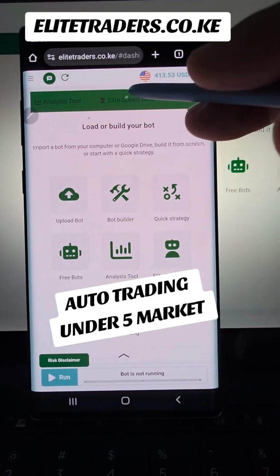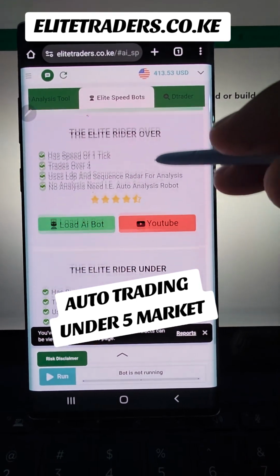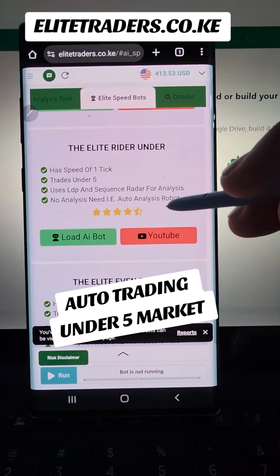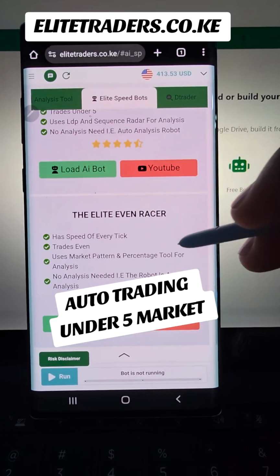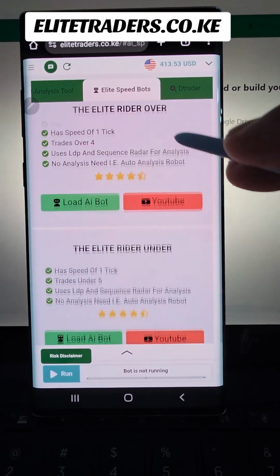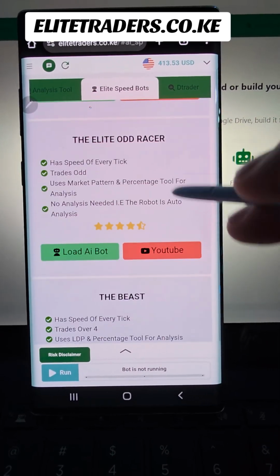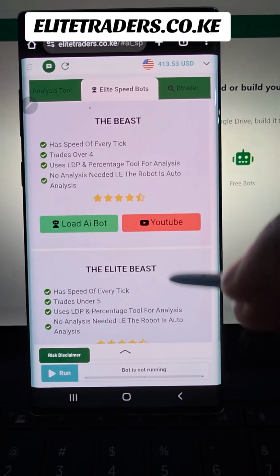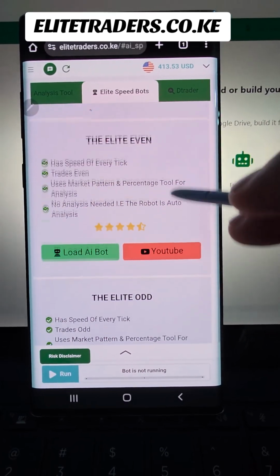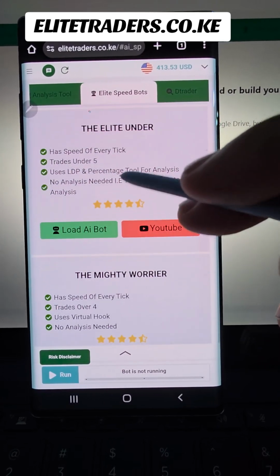So I want us to take a trade that is on under 5. We have been trying to grow this account from 129, so our goal is to take it to something like 2000 by the end of this week. Today we have already done two trade sessions, so this is the third, and I want us to trade under 5, and I want us to use the Airite Under, this one.